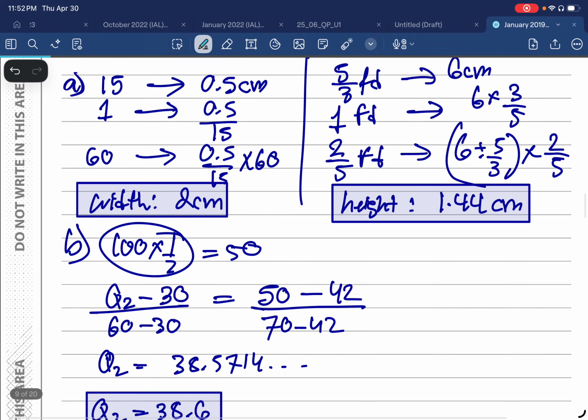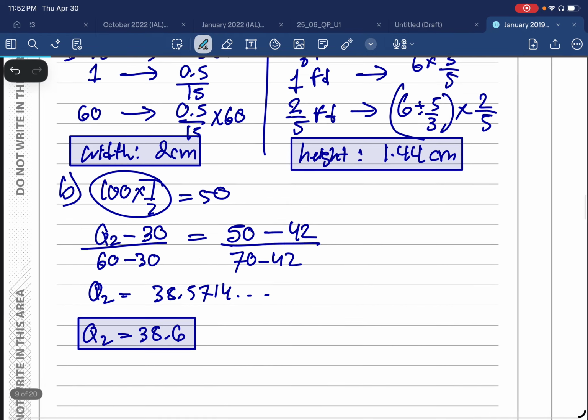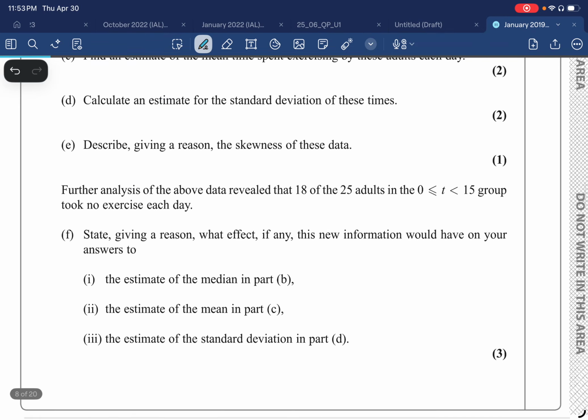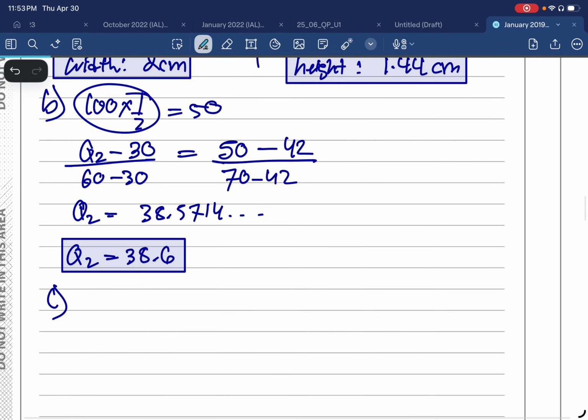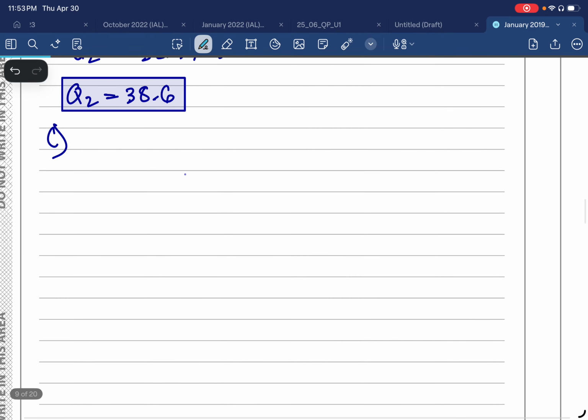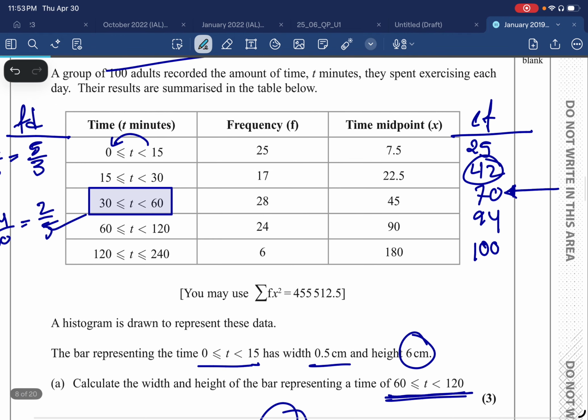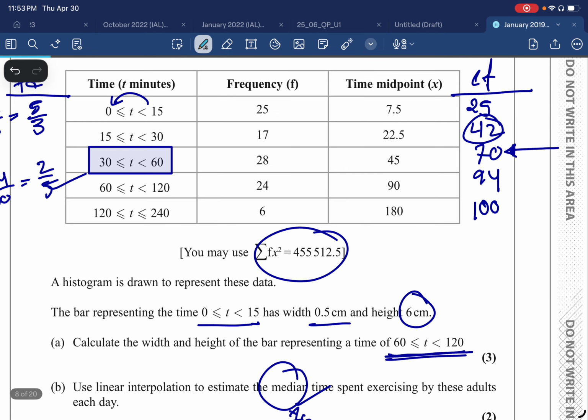And this was part A, right? There you go. Next, we're going to move on to C, estimate the mean time spent by the adults. Now, the formula for the mean is the sum of fx divided by n. They gave us the fx sum over here. So let me put this in the calculator: 4555125.5 and 100.